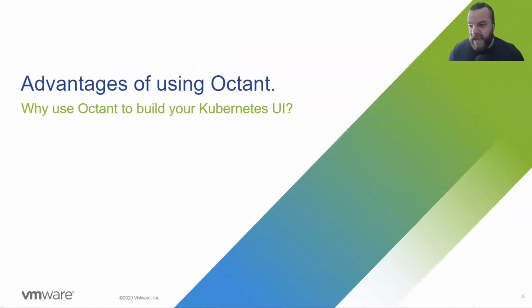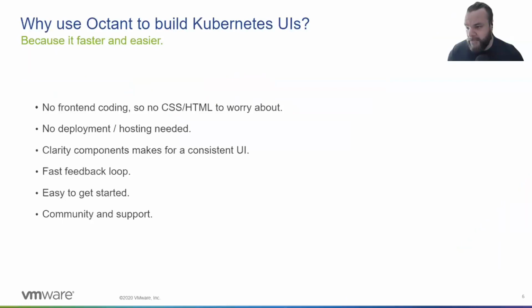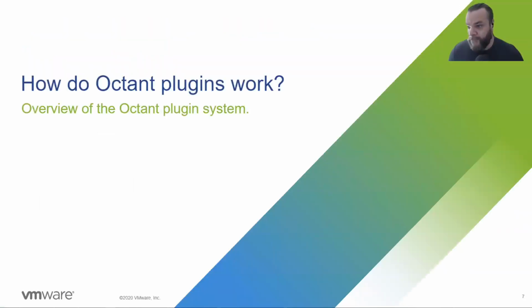So, the advantages of using Octant: there's no front-end coding, right? You don't have to worry about HTML, CSS, things like that. There's no deployment or hosting. Again, it uses Clarity for a consistent UI. It has a very fast feedback loop when you're dealing with the TypeScript plugins. It's easy to get started, and there's a community and support. We'll quickly talk about how the plugin system works, and then we'll get right into writing a plugin. I want to leave as much time for that as possible.